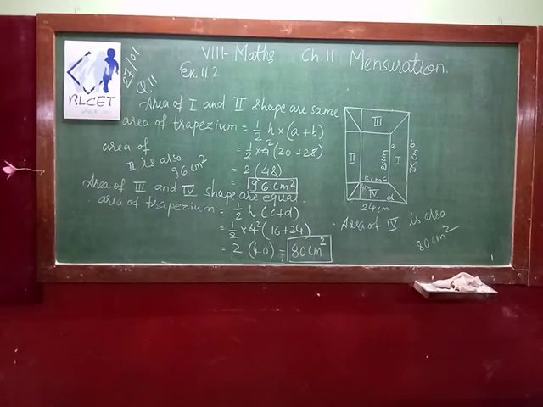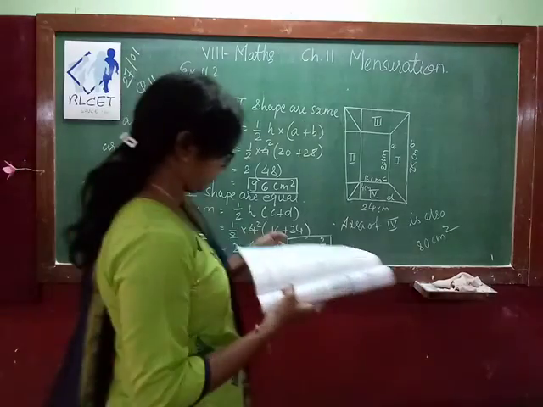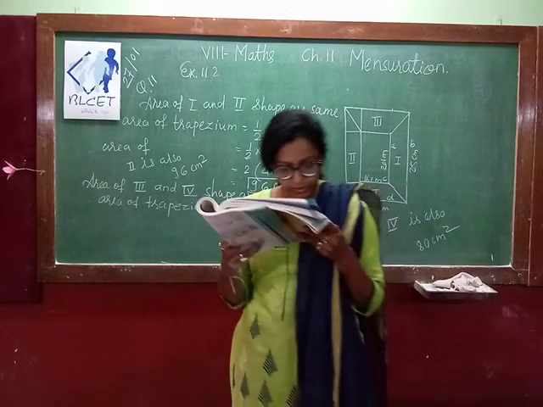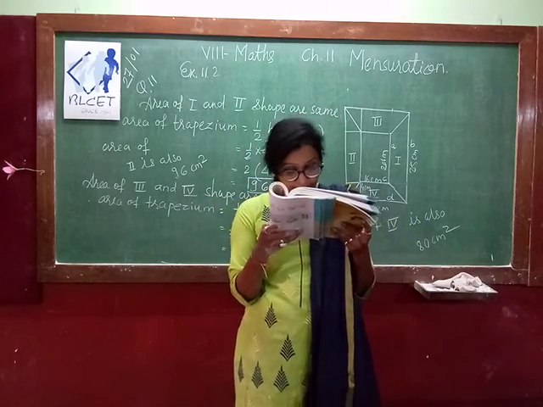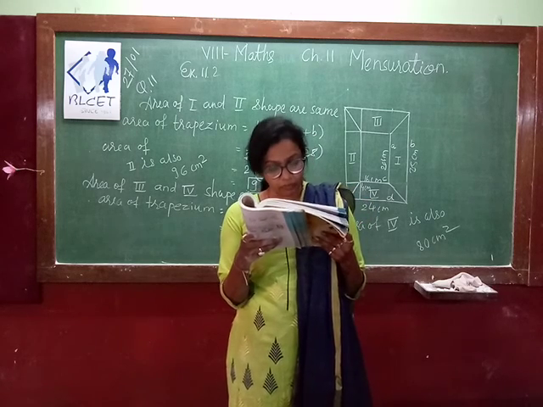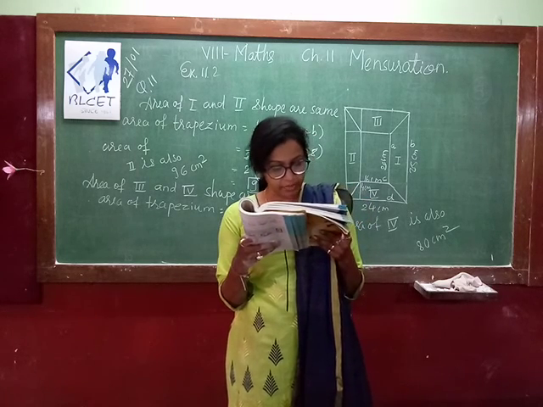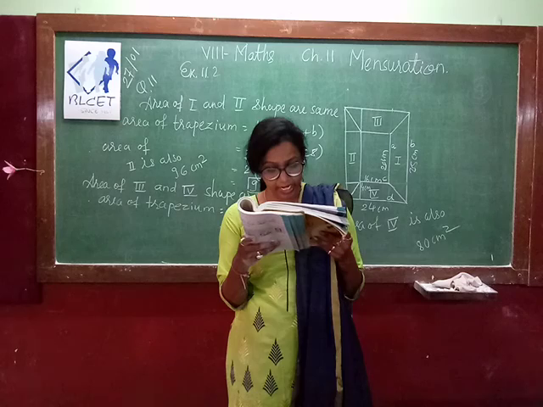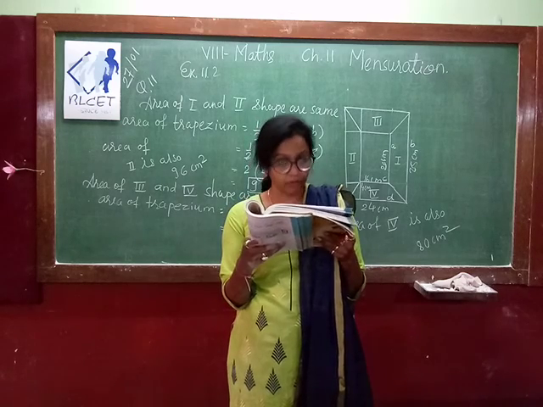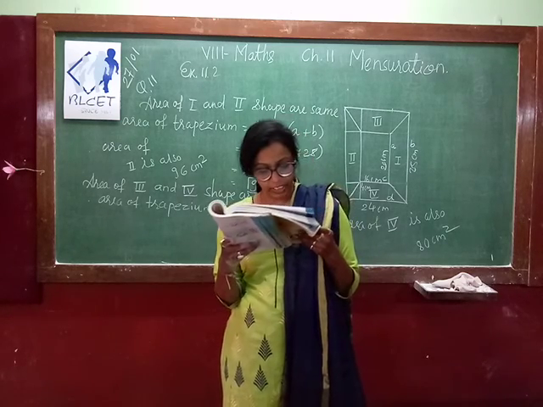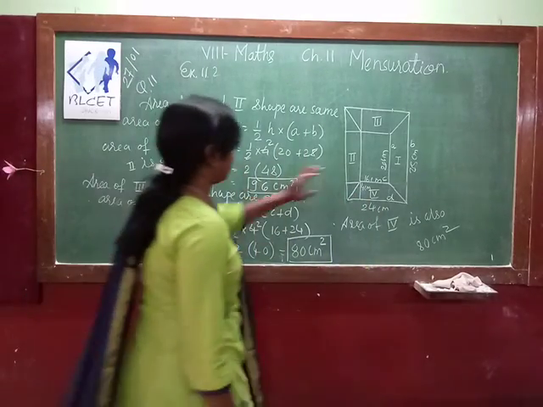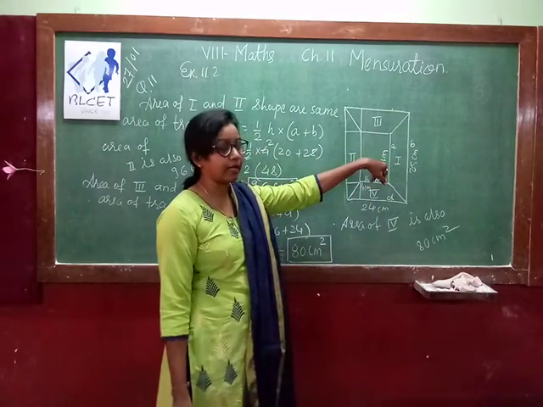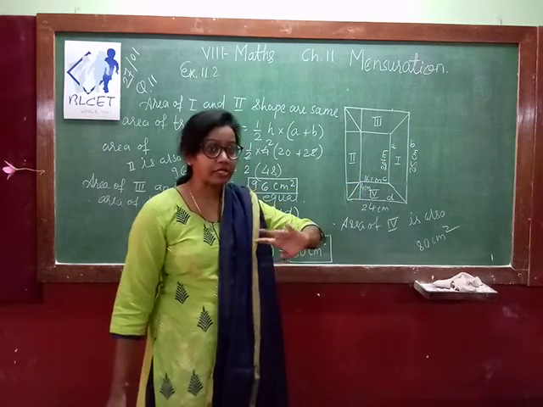See the last question, question number 11. The question is: the diagram of the adjoining picture frame has outer dimension 24 into 28 cm and inner dimension 16 into 20 cm. Find the area of each section of the frame if the width of each section is the same. So what is given? I have already drawn the diagram. Now all the dimensions are given.